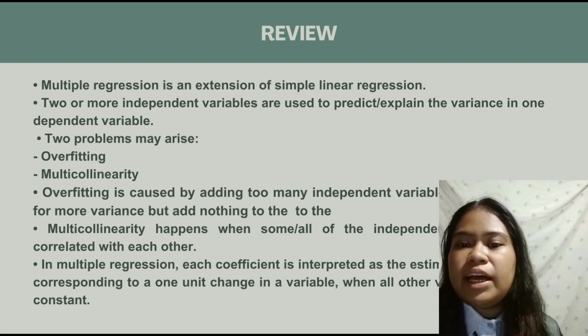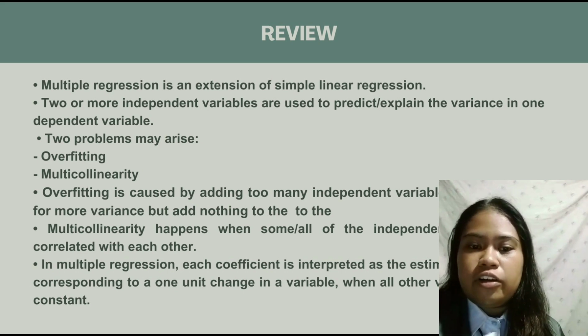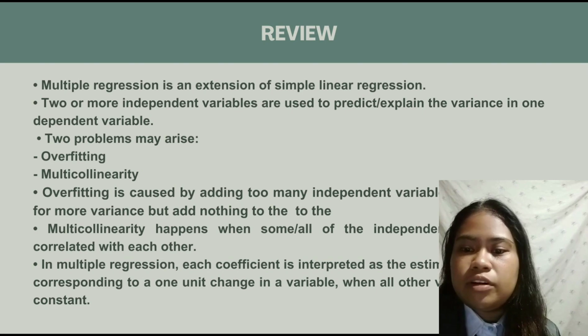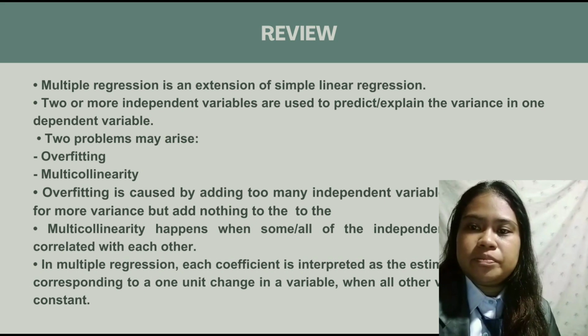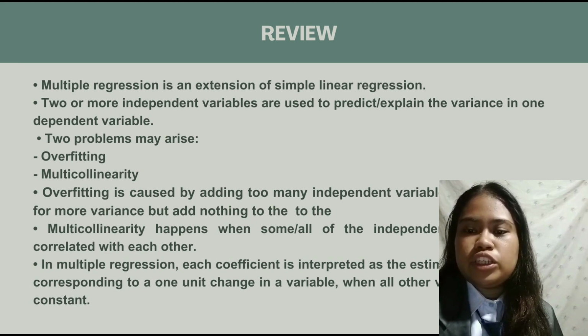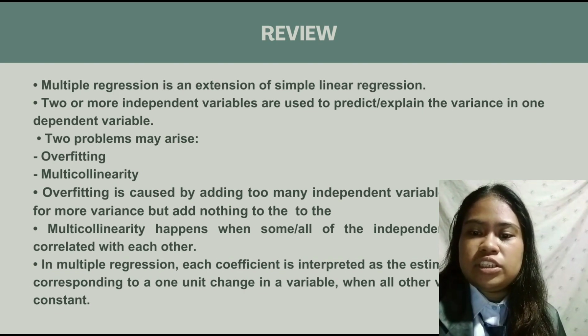can be caused by adding too many independent variables. They account for more variance but add nothing to the model. And multicollinearity happens when some or all of the independent variables are correlated with each other. Lastly, in multiple regression, each coefficient is interpreted as the estimated change in y corresponding to one unit change in a variable when all other variables are held constant.